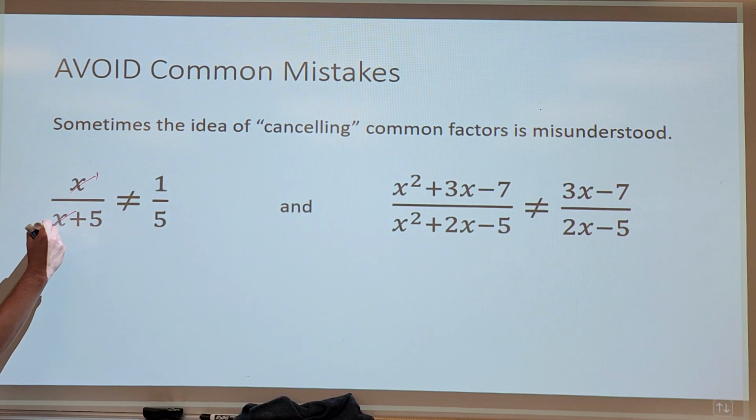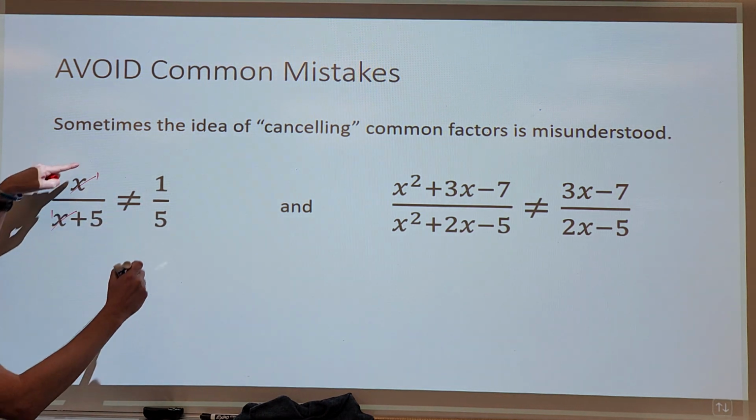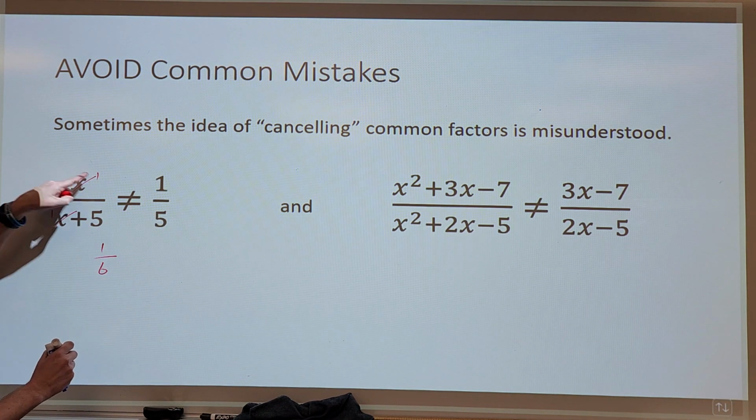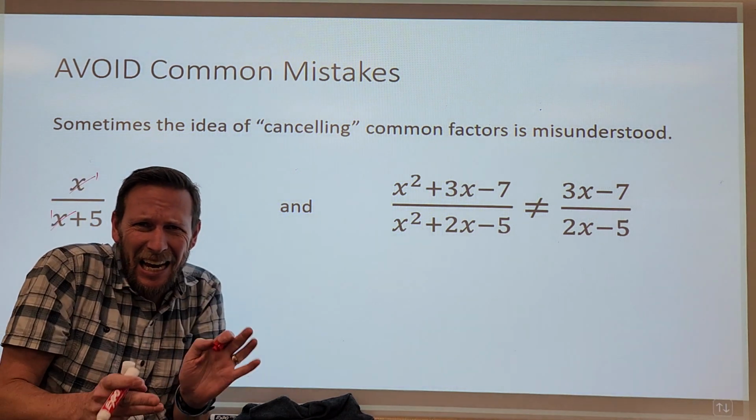We're like, oh, there's 1x there and there's 1x there, so now I have just 1 over 5, or worse, maybe I have 1 over 6, right? 1 over 1 plus 5. And folks, that is not how that works. That is not how simplifying works.